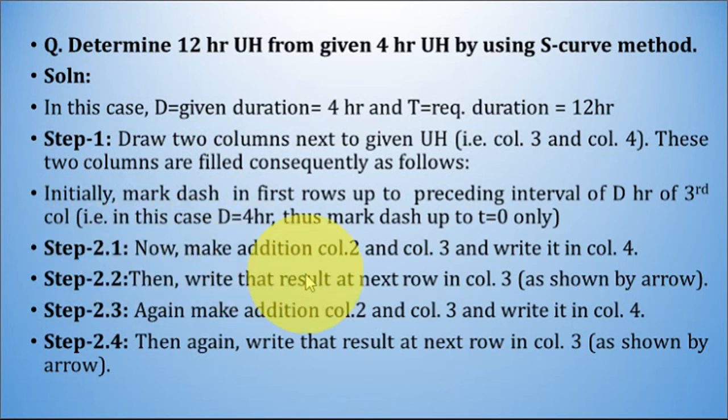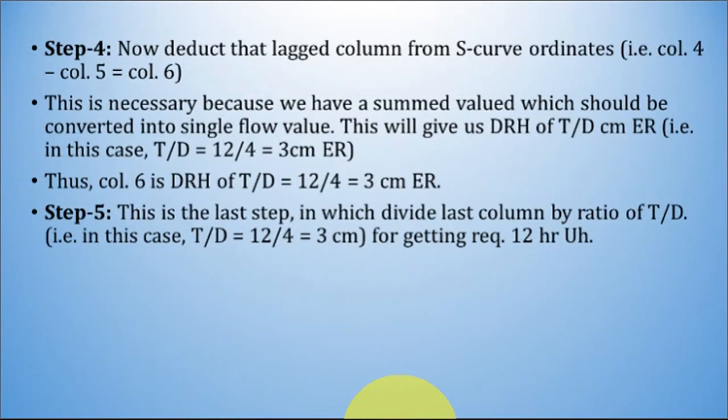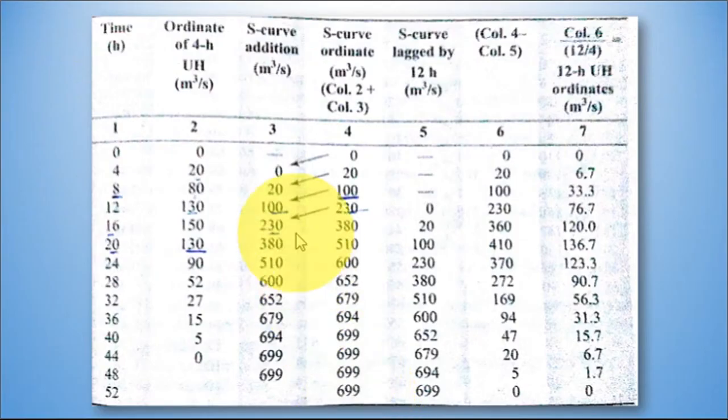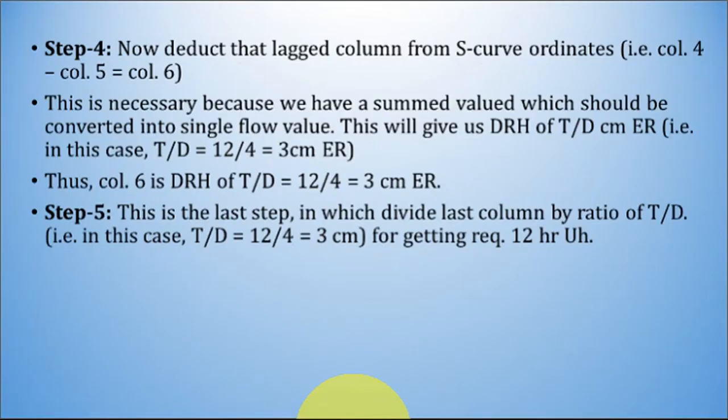Step 2: now make the addition of column number 2 and 3 and write it in column number 4. Then write that result in the next row in column 3 as shown by the arrows. Arrows are shown in the table. Again make the addition of column number 2 and 3 and write it in column number 4. Then again write that result in the next row in column 3 as shown by the arrows. So we have already seen how to calculate these ordinates and how to make the summation. So please go through it.